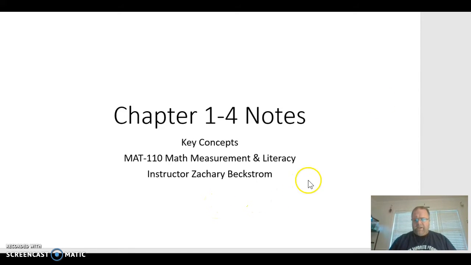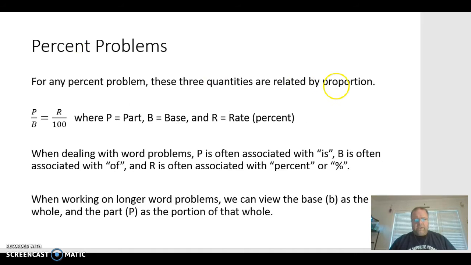This is Mr. Beckstrom again, and today we're going to be going over Chapter 1, Section 4. This is on percent problems, and we're going to be looking at a form that we're going to use often throughout the rest of the semester, so it's a real good idea if you spend maybe a little extra time on this section and make sure that you understand all the examples, go through the book, make sure you're understanding the homework in my math lab. All right, so let's get started.